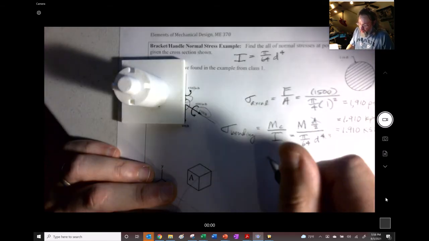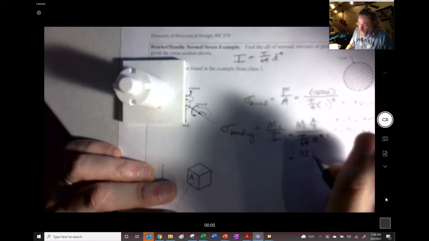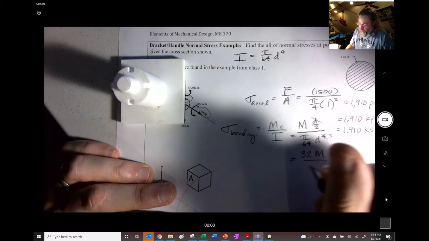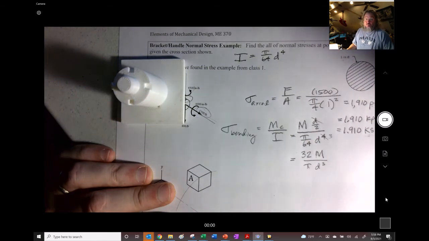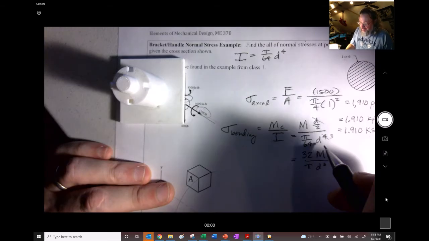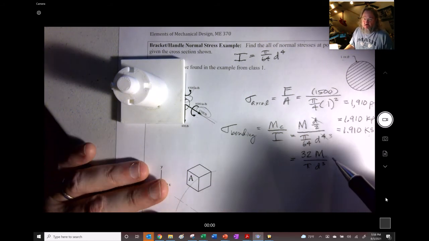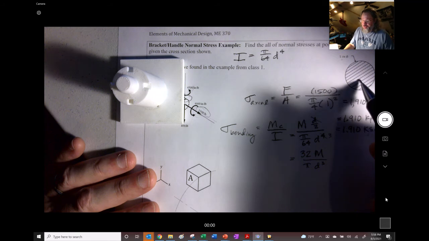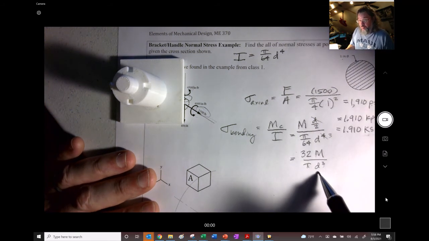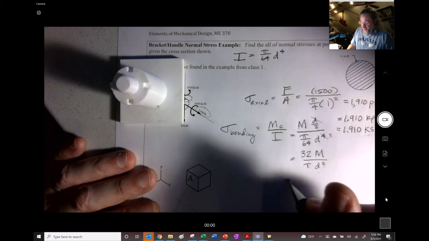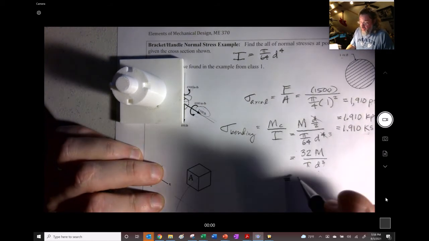So sometimes you will see this for a circle only of 32M over pi d cubed, right? So don't worry about that for now, but just be aware. This only applies for a circle, so we don't want to use it too often, only when it's appropriate. Sometimes that's good for us, so we could find what the diameter needs to be if we want to go backwards.